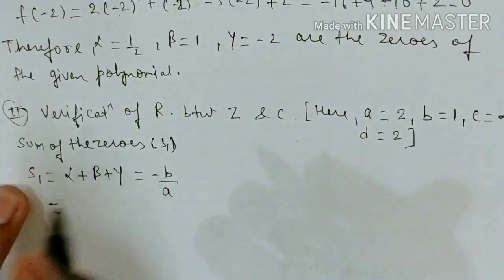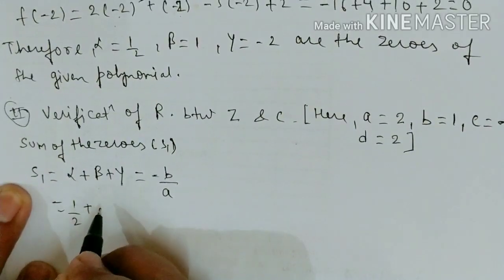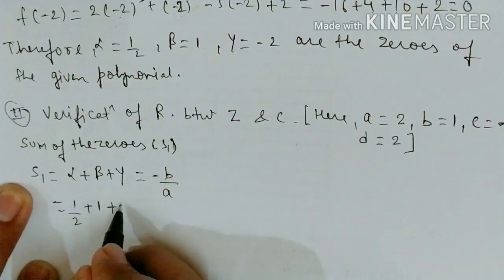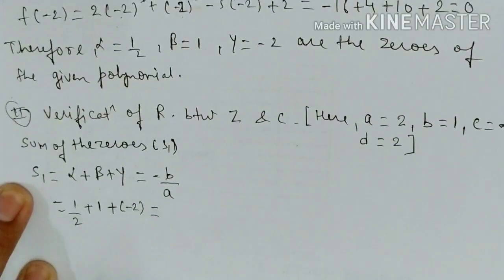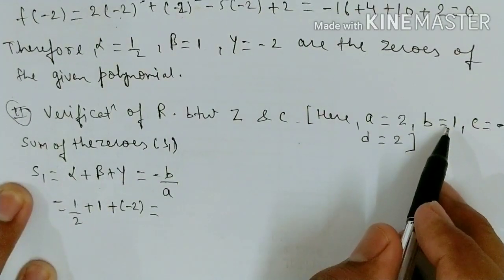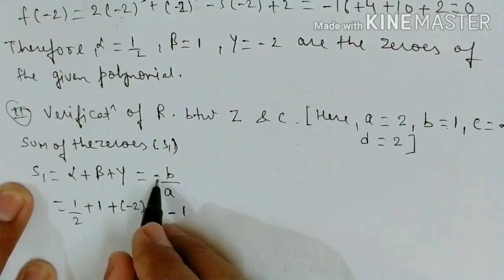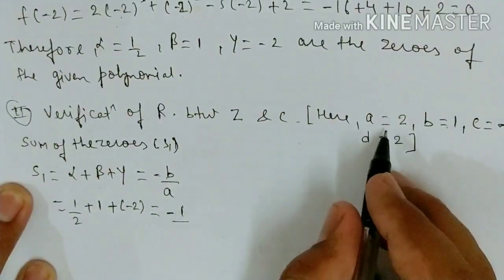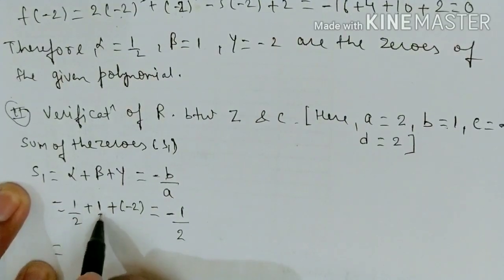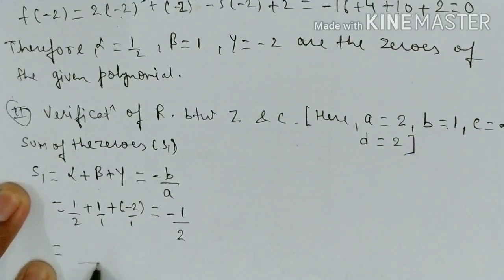So what is the value of alpha? It is given in the question, 1 by 2. What is the value of beta? That is 1. And what is the value of gamma? That is minus 2. Equal to b. What is the value of b? Minus 1. So at the place of b I am putting negative 1, upon a. What is the value of a? That is 2. Simplify this. If something is not here, what is here? 1. When you simplify it, you will be getting 2.